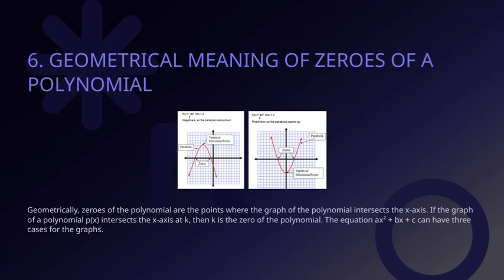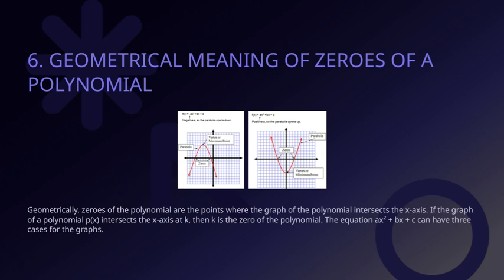Now, if the graph of a polynomial p(x) intersects the x-axis at a point k, then we say that k is a zero of the polynomial. This is important because it connects the algebraic concept of solutions to the graph's visual behavior.